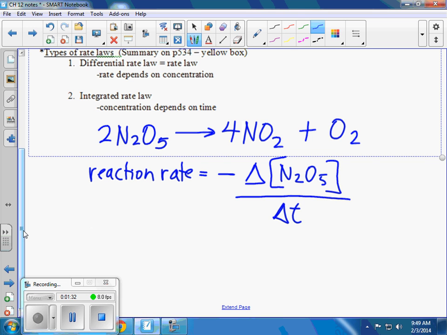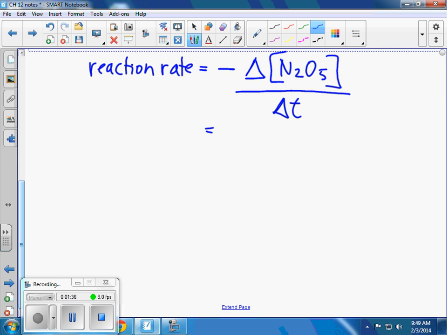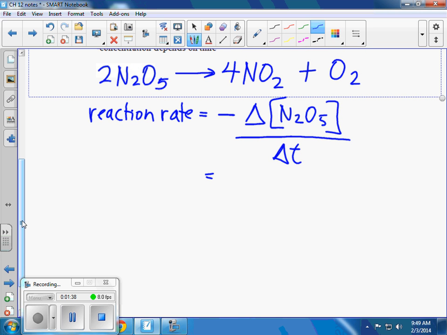So we also talked about that this is also going to be equal to, if I use my rate law, some constant times the concentration raised to some power. Okay? So this is what we need to figure out today. Today we're going to learn how to figure out what K is. We're going to figure out what this exponent is. And remember that we can't just look at the balanced equation.